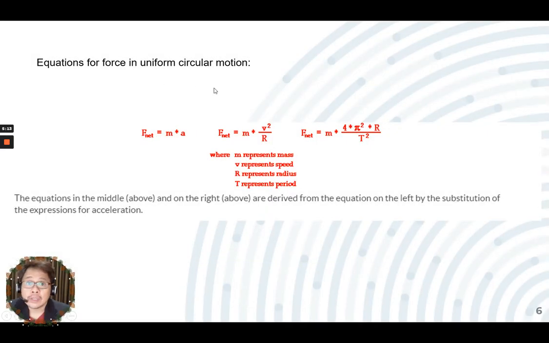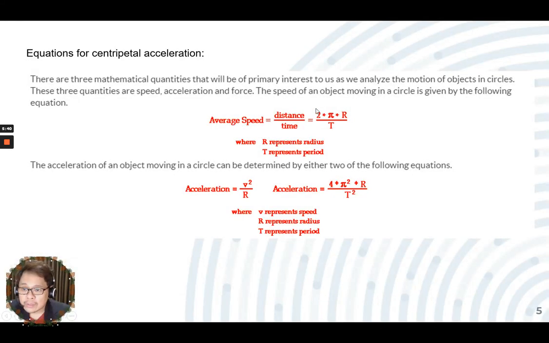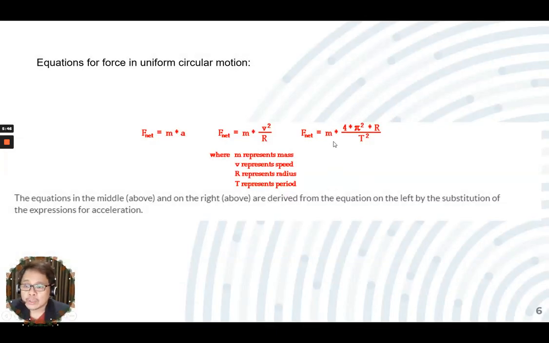Equations for force in uniform circular motion. We have this derived two slides back. The F net from the second law of motion is F equals m times a. And instead of writing a, we substitute the one for uniform circular motion, centripetal acceleration, so you have v squared over r. Now, from this equation, there is another form for v, so we substitute the values that we have here, 2 pi r. That's what we got here. So you have another equation, m 4 pi squared r over T squared.